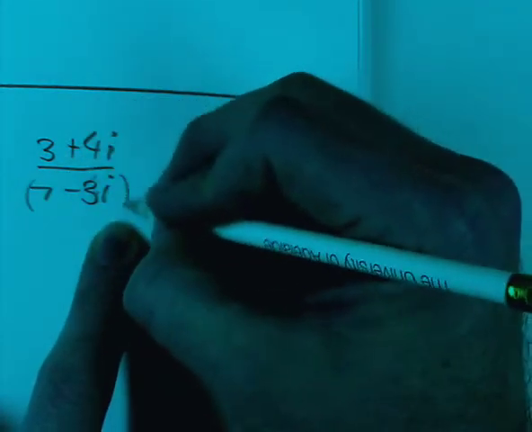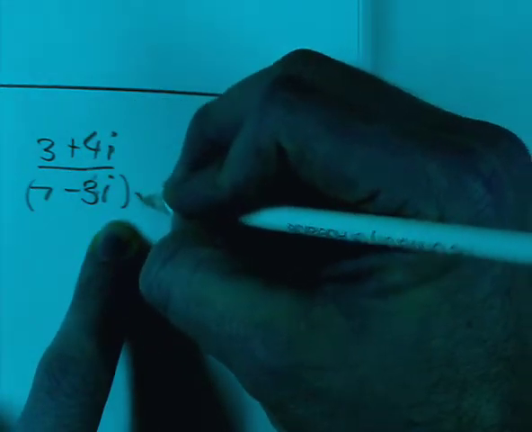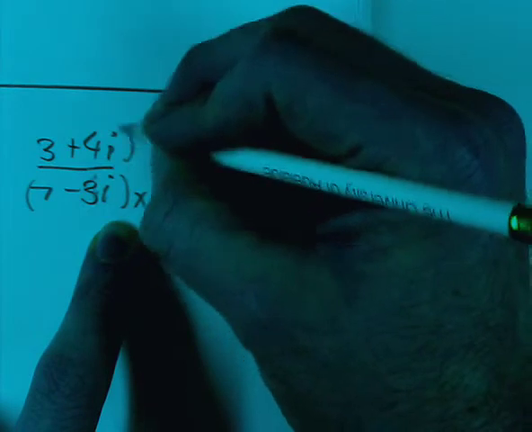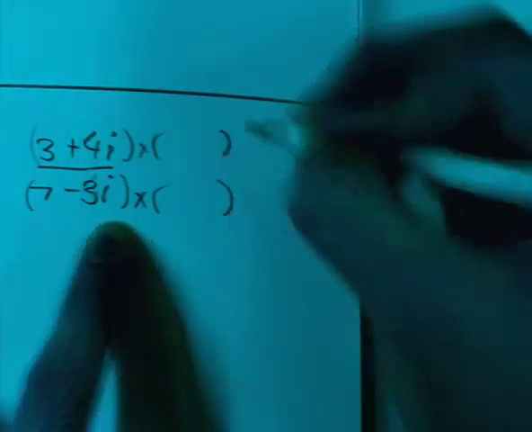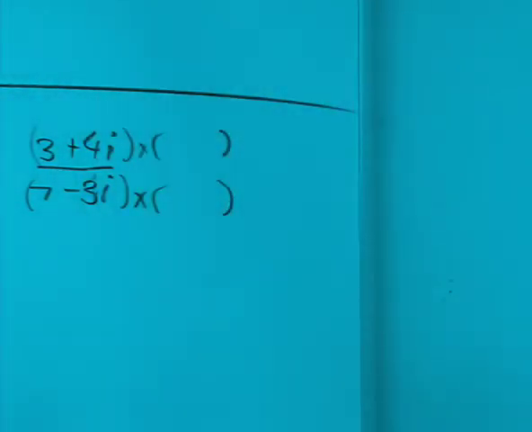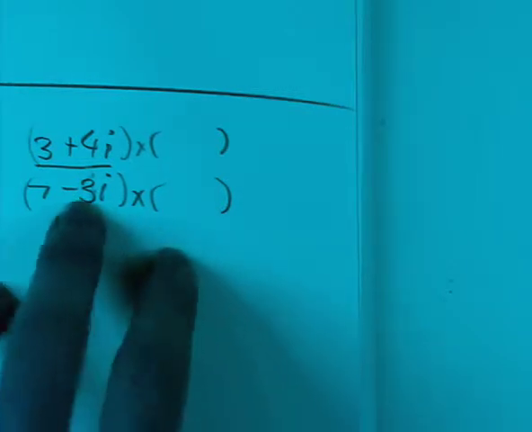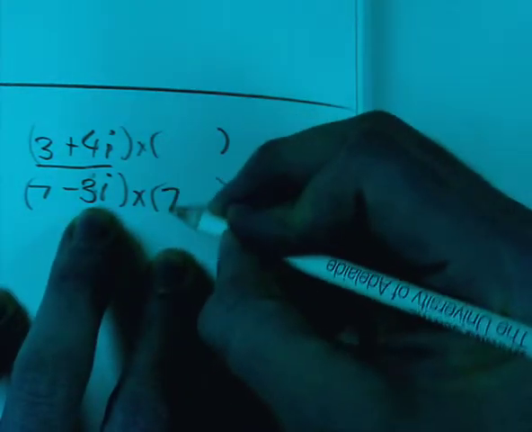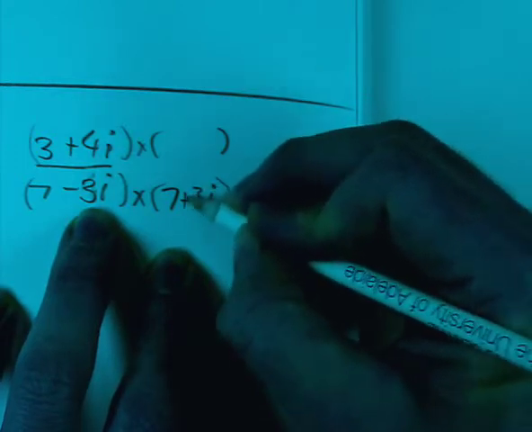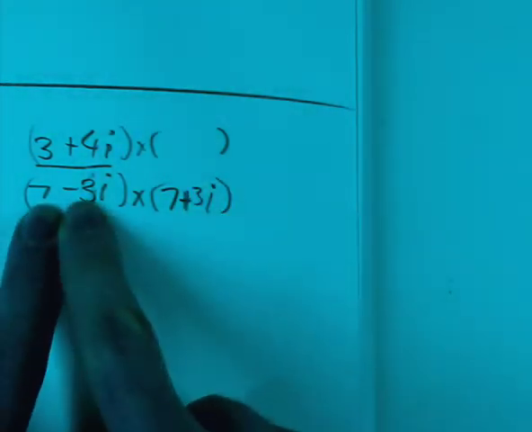So I need to times the bottom by something that's going to make the bottom real, and I have to times the top by the same thing, or the fraction isn't the same fraction. Here's where a little bit of knowledge that I haven't told you yet is going to come in handy. The thing that you should multiply it by is 7 plus 3i. So switch this thing in the middle to a plus.